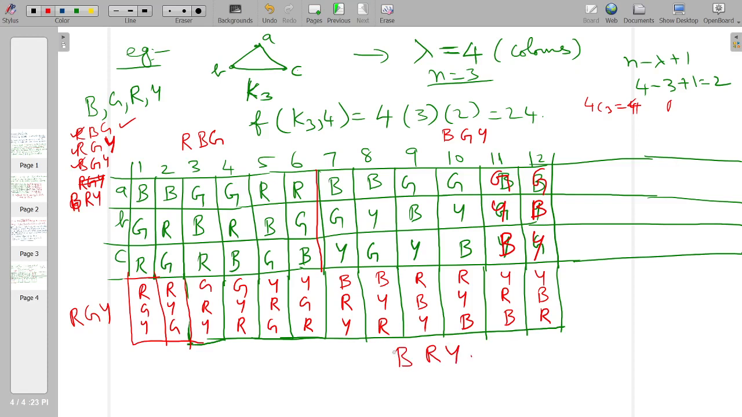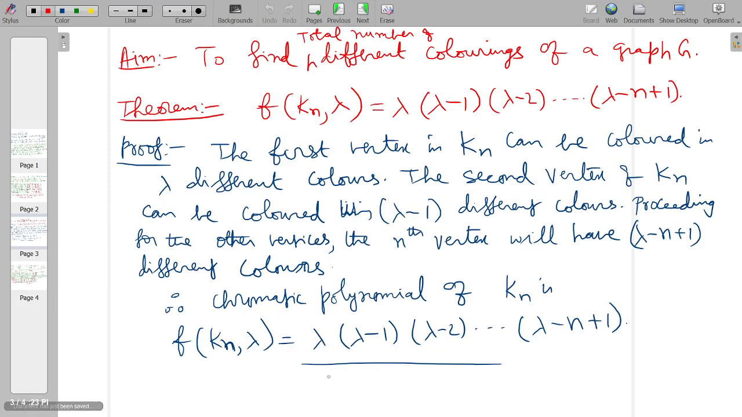So for a complete graph on 3 vertices, if I want to color it using 4 colors, I use this formula: lambda into lambda minus 1, lambda minus 2, and so on, lambda minus n plus 1. That will be the chromatic polynomial for a complete graph. As I told you, you have to remember this.